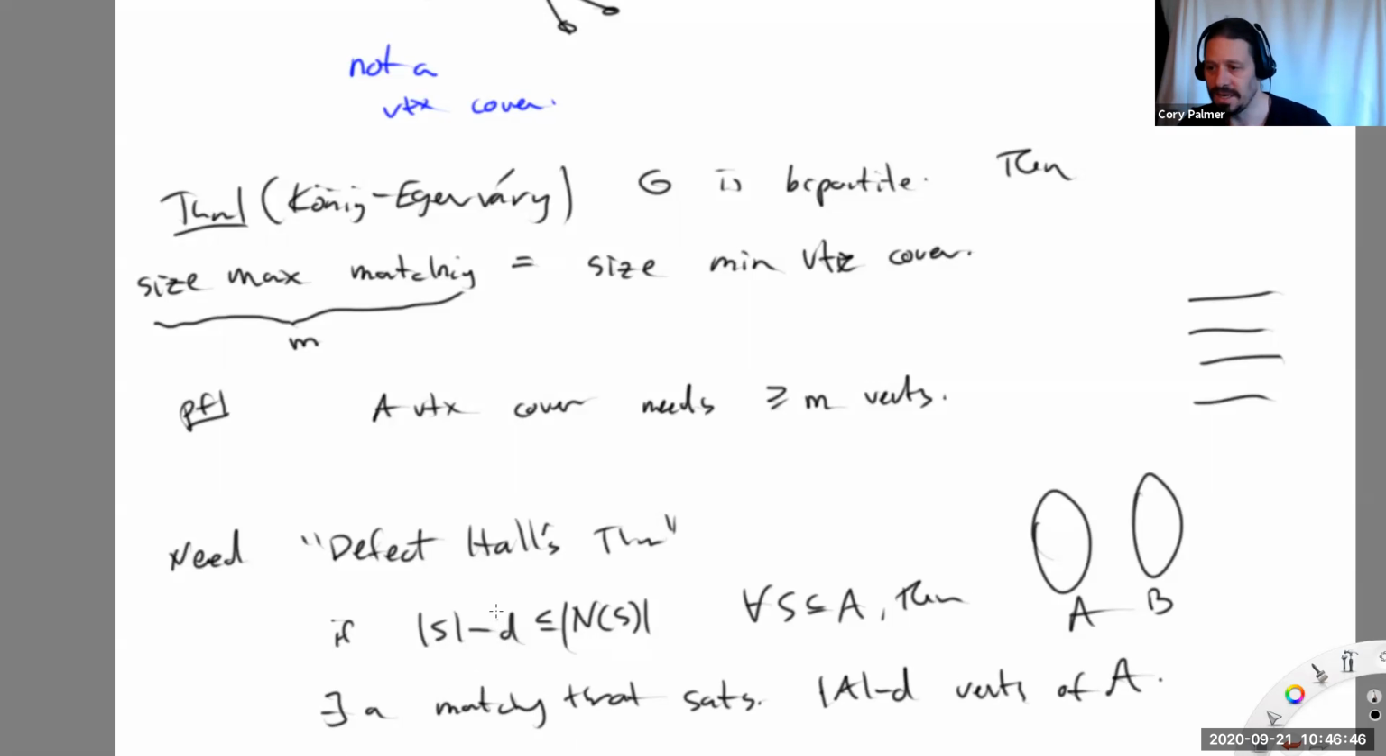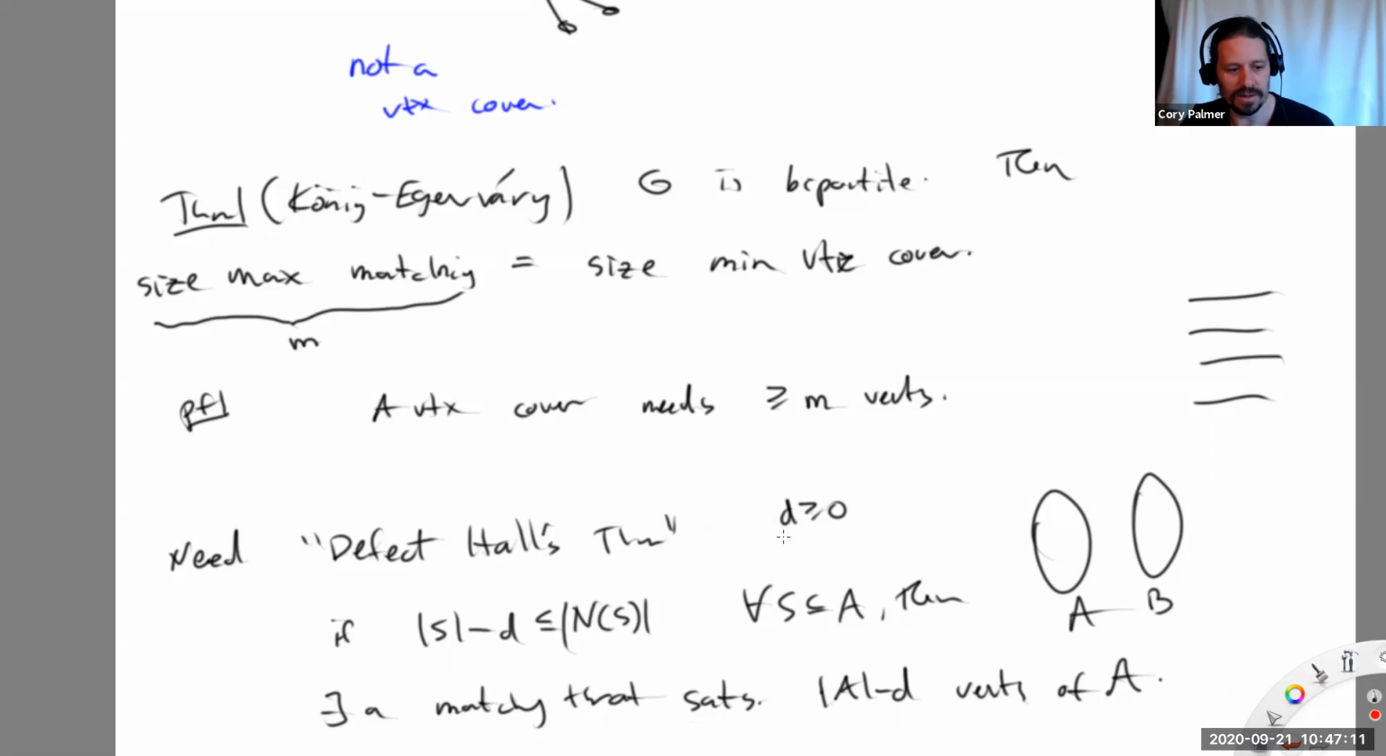Okay, what's D? D is an integer, so D is greater than or equal to 0. So what's going on with this statement here? This is actually a strengthening of Hall's theorem, because if D equals 0, this is literally Hall's theorem. Every subset is bounded above by the neighborhood size, which was the reasonable necessary condition. And then we get a matching that saturates the size of A minus 0 vertices of A. That just means it saturates all of A.